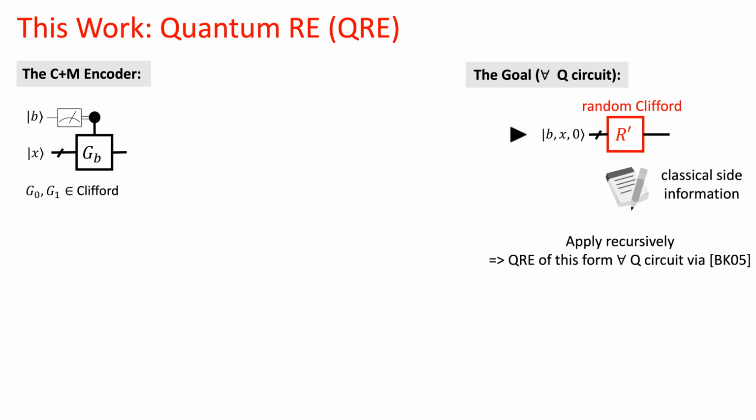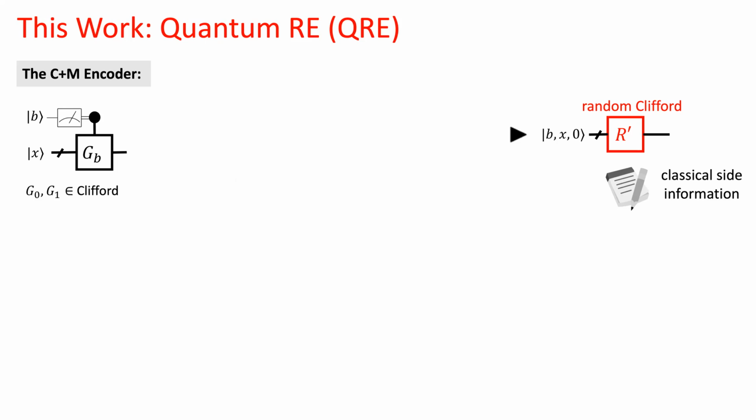But no, actually, if you manage to do this for this Clifford plus measurement class, then you can use the magic state mechanism of Bravyi and Kitaev and apply this recursively and actually get a quantum randomized encoding of this form for any quantum circuit. I don't want to get into the details. I just want to say that this is going to be sufficient for us to get the general case. All right, good. So this is a well-defined task. Let's see how to do it.